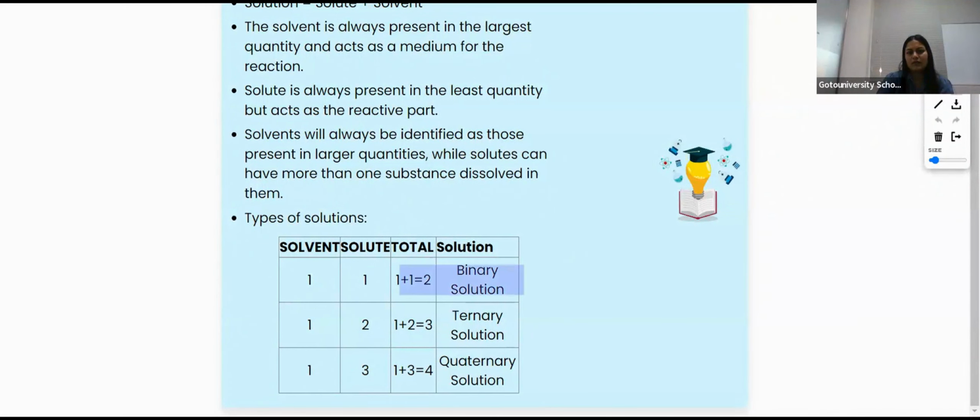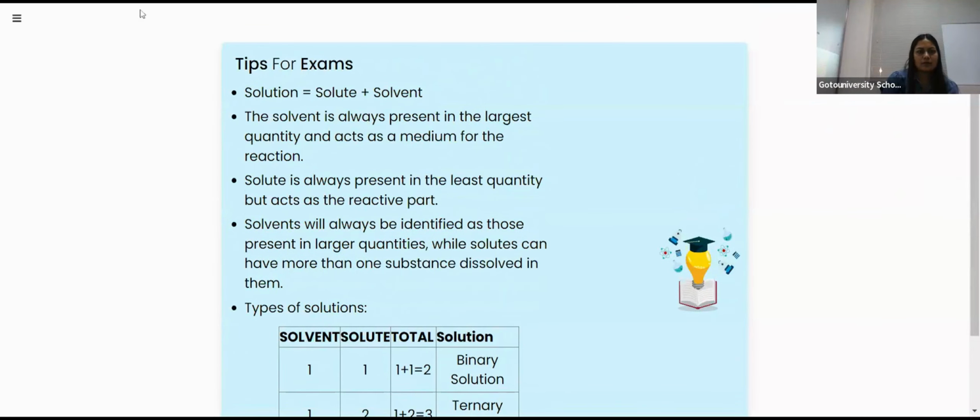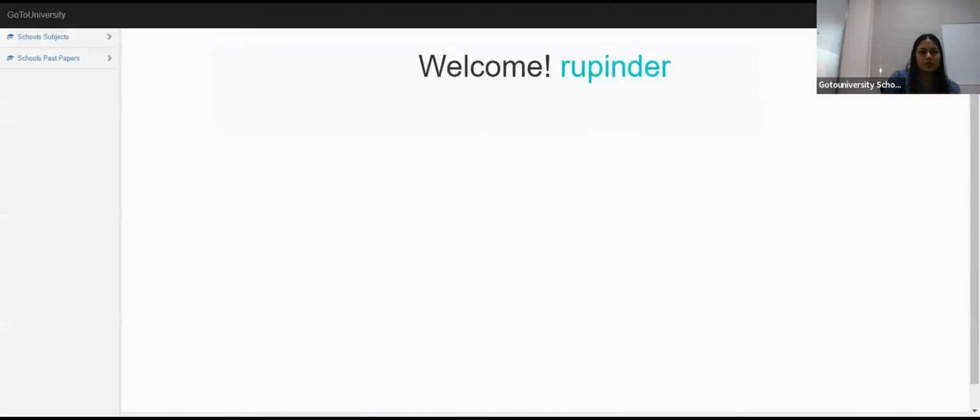For a binary solution, here I have given an example, that is 1 plus 1. 1 plus 1 means one solvent and one solute. Okay, and this whole chapter is all about binary solutions, right? Let us move to other tips for exam.